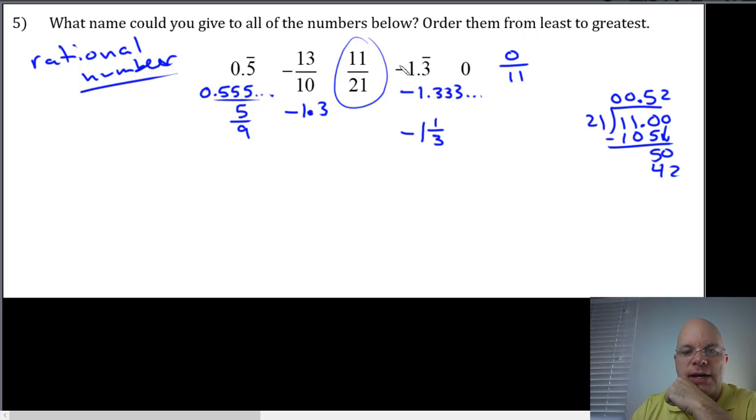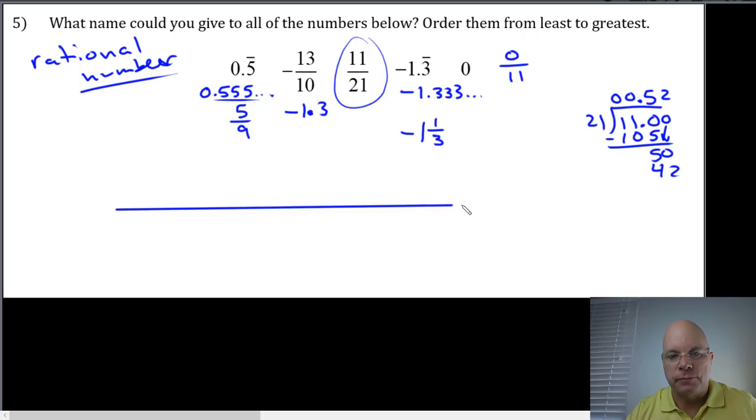We have 0 and we have some negative values. If I was going to make a number line and put 0 here as a reference, or our origin as a reference, as I went to the left into the negatives, the first negative I would run into would be this negative 13/10.